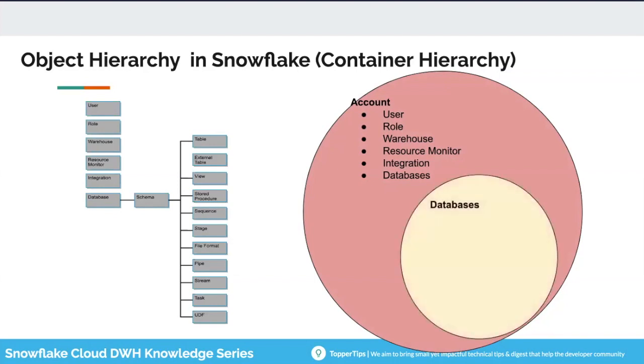When we go down and try to elaborate the databases, an account can have many databases, and each database can have one or many schema. And each schema can have one or many tables and external tables and views and so on. So I hope this picture gives you complete clarity on what the container hierarchy is.